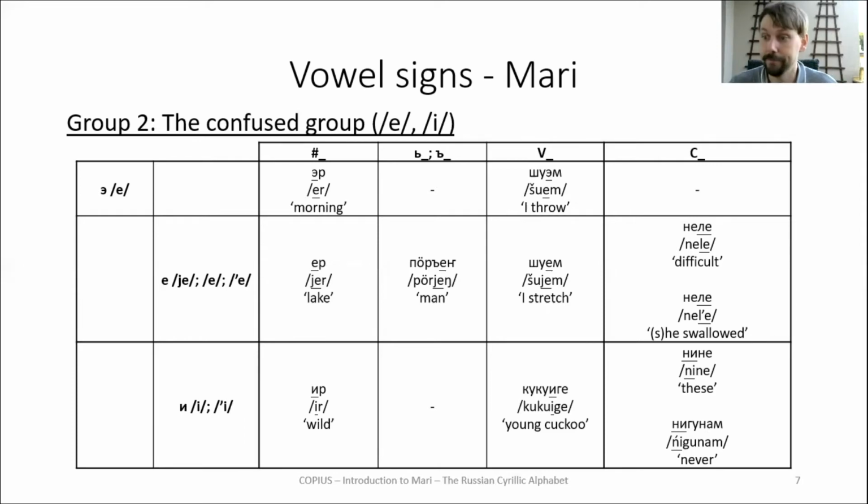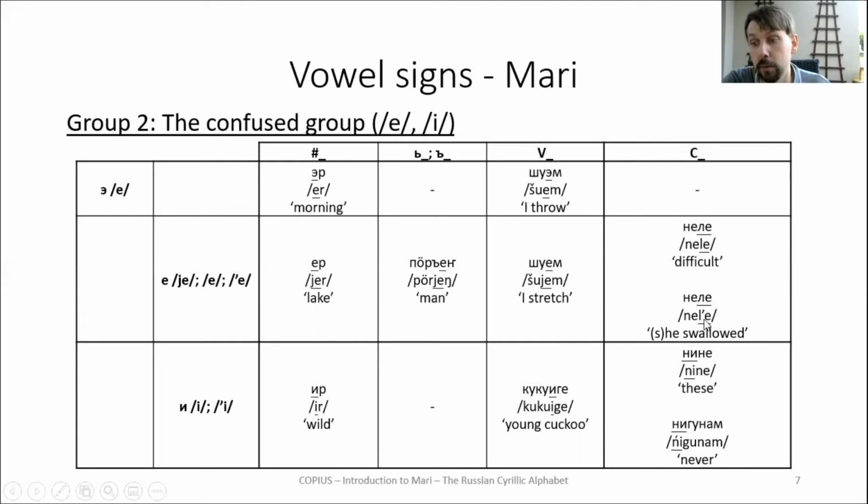And ever since then, that's the system that has been employed, which means that we simply do not see the palatalness of preceding consonants in orthography. And we have minimal pairs here that are just not orthographically distinguishable. We have nele, difficult, no palatal sounds here, and we have nele, she, he, it, they swallowed, third person singular. So this n here is palatal. You couldn't see it. The orthography doesn't tell you that.